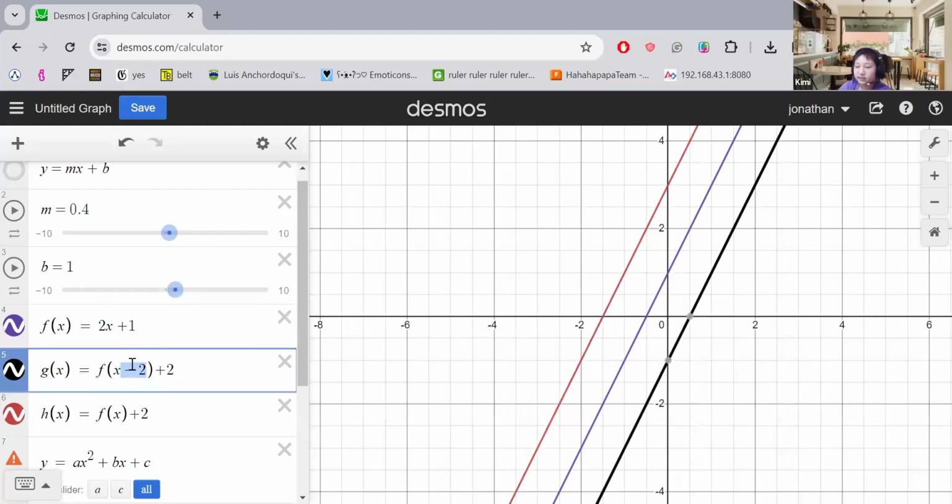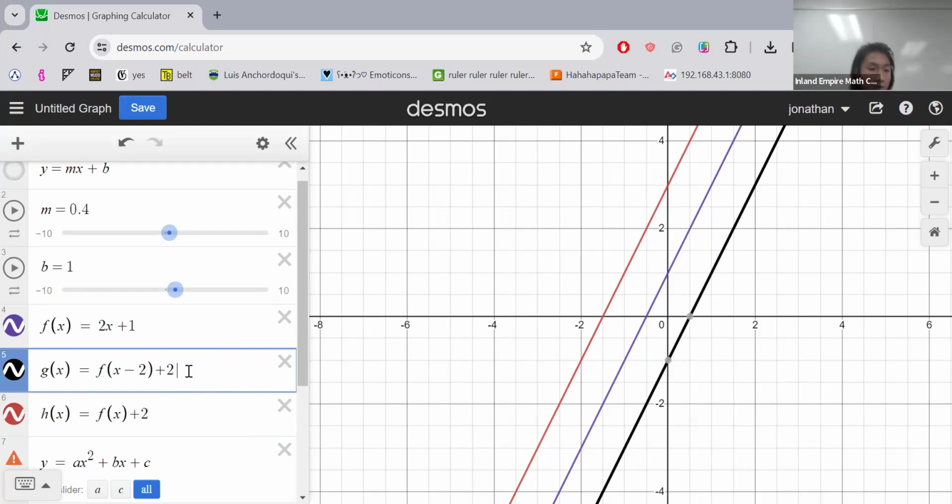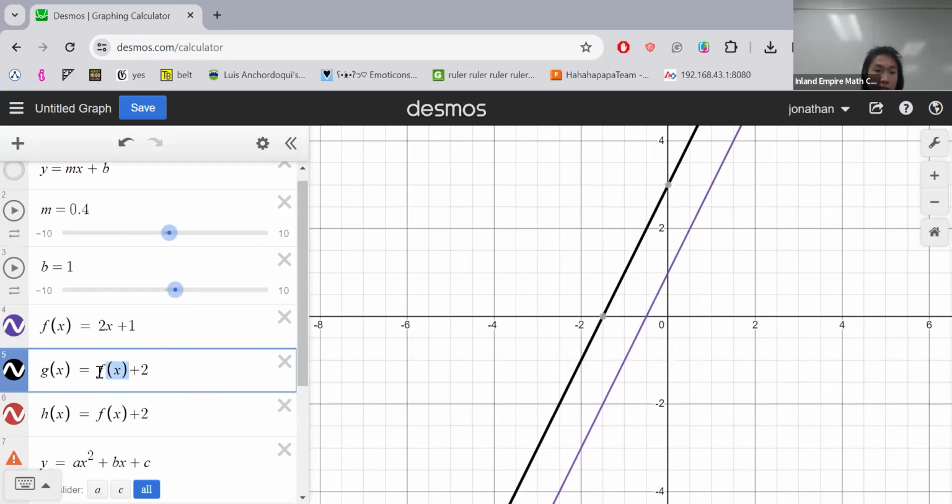So for every, can I ask, sorry? Why do you minus 2 and then add 2? Wouldn't it just cancel it out? Yeah. So the difference here is you see the minus 2 is inside the f of x, right? The difference here is when we add 2, what it's doing is it's getting our output, right?